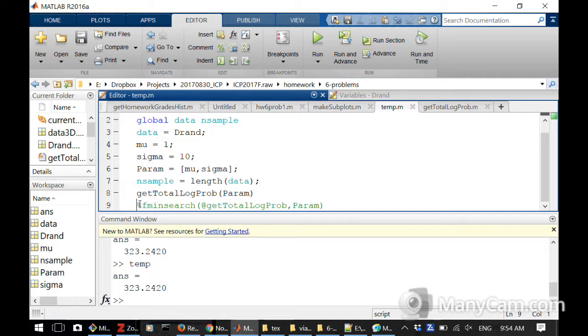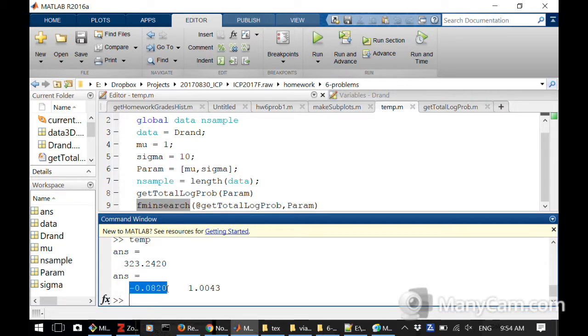Okay. Now, the last step is to just run this code and find the set of parameter values that give us the best fit, the best parameters for this Gaussian function. And here is the answer. So fminsearch found the best mean for our histogram to be negative 0.08, which is very close to 0, right? And the standard deviation to be 1.